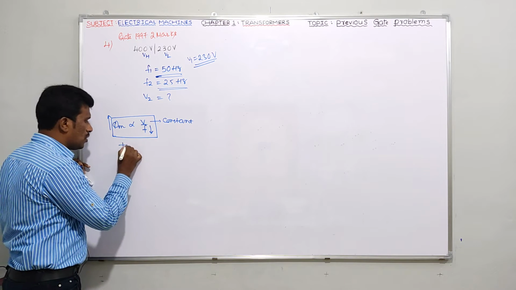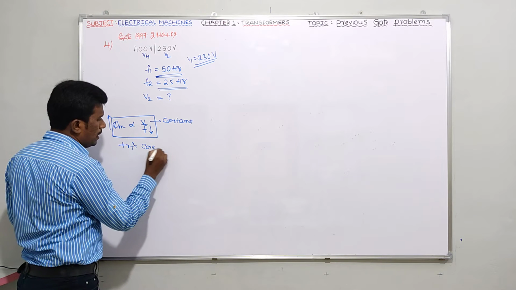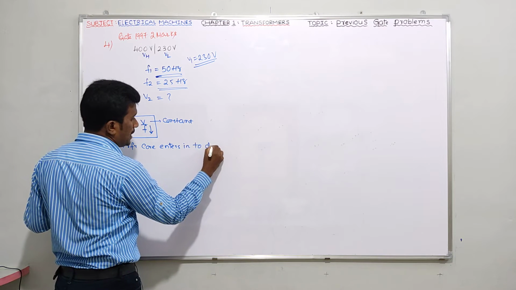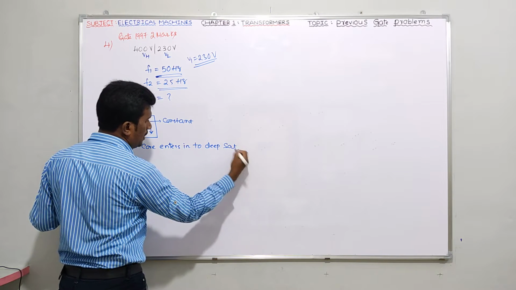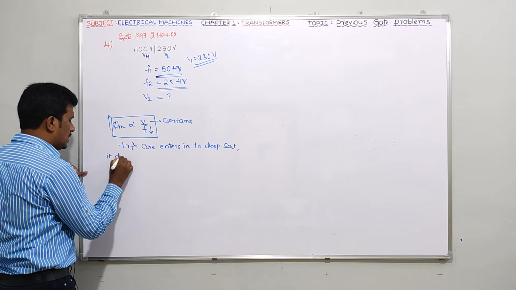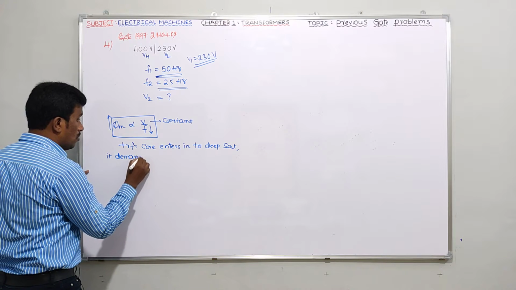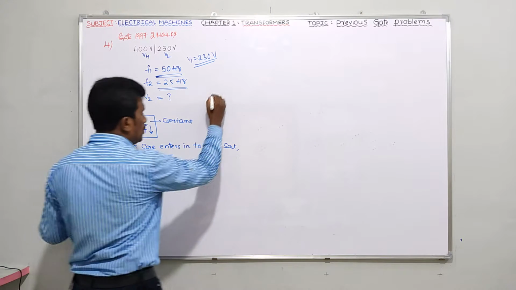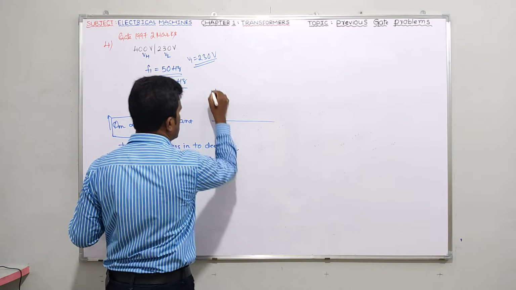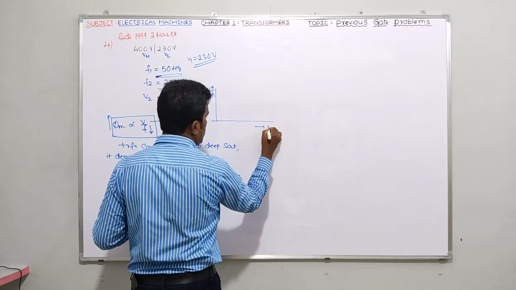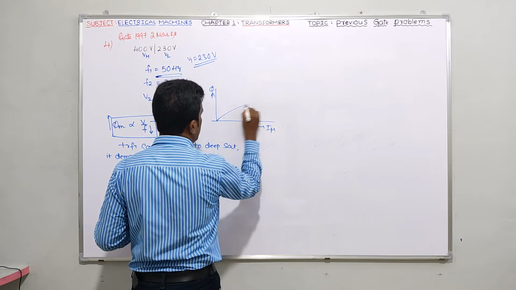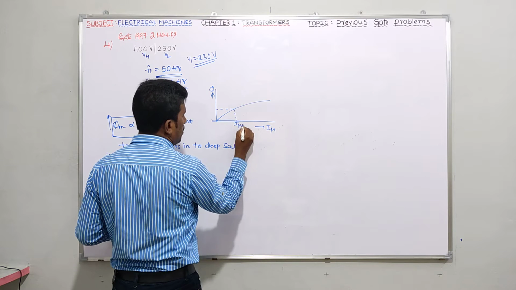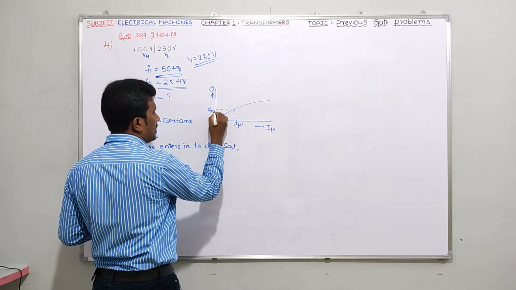I can say the transformer core enters into deep saturation. It demands more amount of Im value. You already know the shape of the phi versus Im curve. The phi versus Im curve will be like this. Suppose initially he is taking something like Im1 current and flux. Let me take it as phi m1.